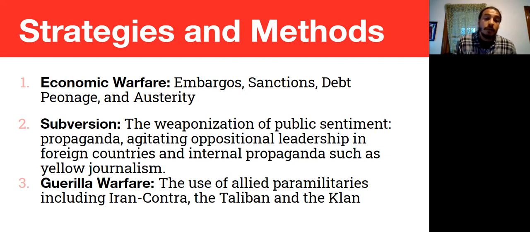They also use subversion, which is the weaponization of public sentiment, propaganda, agitating oppositional leadership in foreign countries, and internal propaganda, such as yellow journalism, which got us into the Spanish-American War. We will constantly try to send the CIA into foreign countries, not just to assassinate people or overthrow a government, but to create the conditions in which we can do that. Unnecessary sorts of internal strife that makes it harder to respond to a crisis for another country.